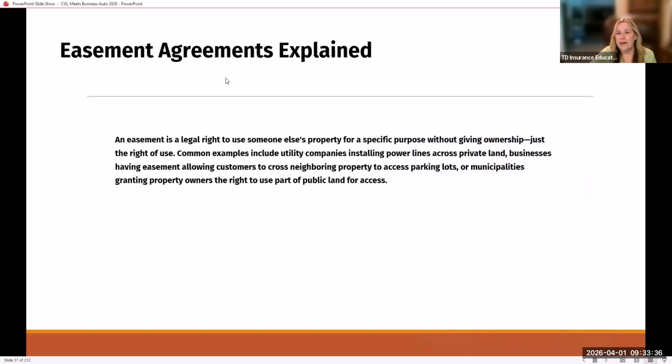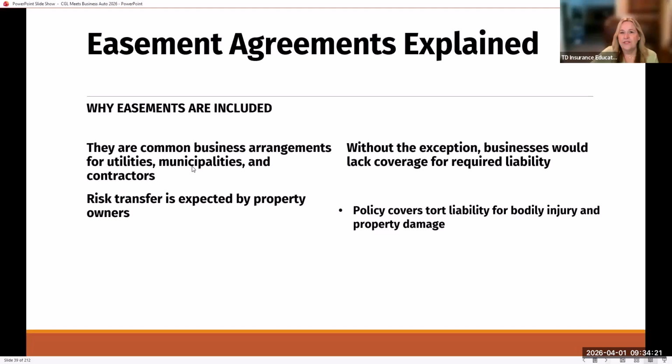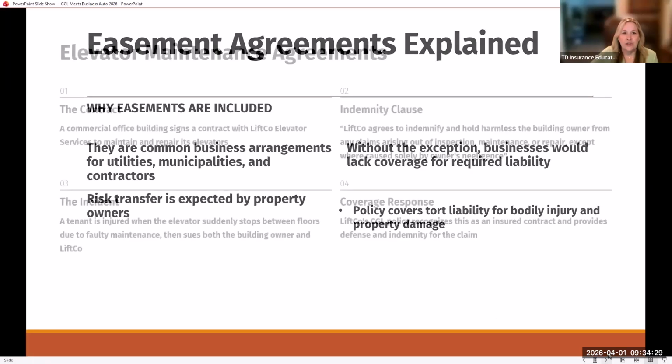Now, another insured contract. So easement agreements, an easement is a legal right to use someone else's property. So you may have an easement, for example, a utility company installing a power line across private land. Owner of the land may say, hey, if someone sues me because of something you did, I want to make sure I'm protected under your policy. And so you'll see these easement type situations as well. So these are common business arrangements for utilities, municipalities, and contractors. Okay, risk transfer is expected by property owners. And again, this is an insured contract.